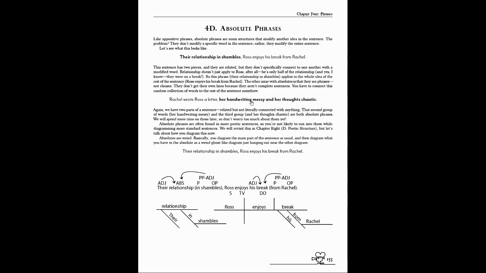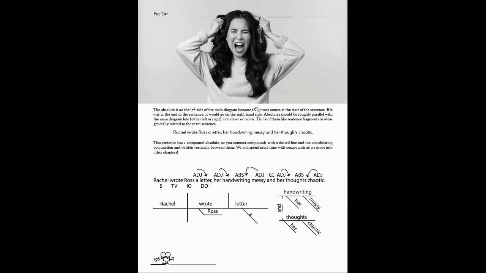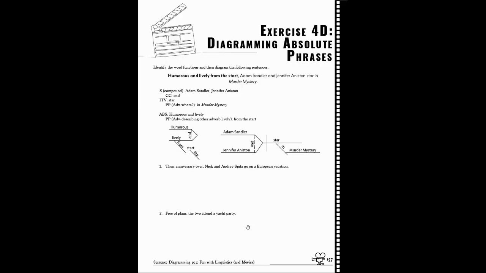Now, if we look at this one, her handwriting messy and her thoughts chaotic, that's going to go on the right because it's on the right. And this is how we deal with a coordinating conjunction, right? We've got two words, they're joined together by an "and," and we just put it near the rest of the sentence to show, hey, it's related, but it's not directly connected. I can't put it in a specific spot. It's not directly modifying. It's not an adverb. It's not an adjective. It doesn't have a defined role.